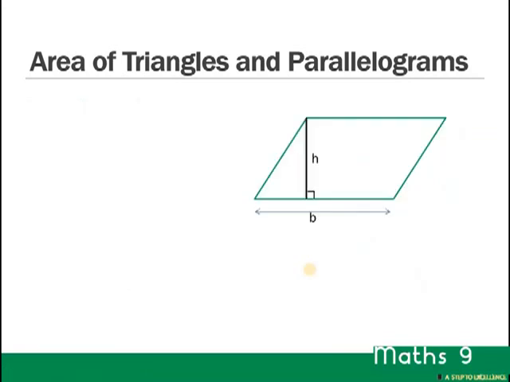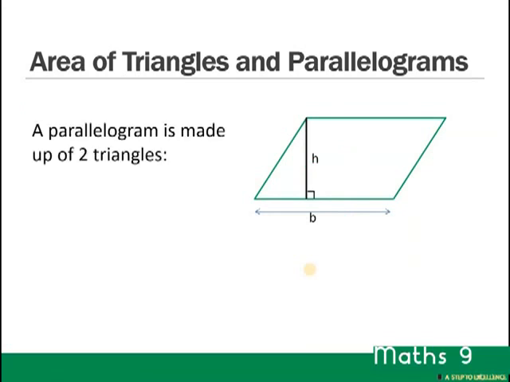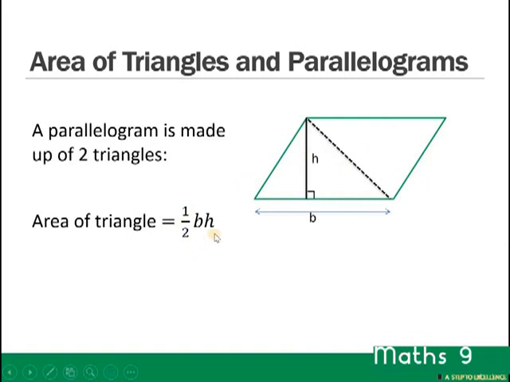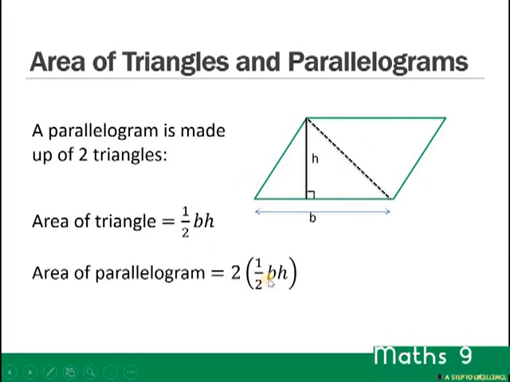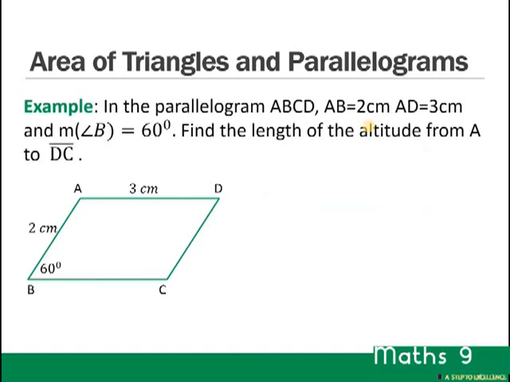Now let's have a look at parallelograms. A parallelogram is made up of two triangles, like this. You can divide it in half down the middle to make a triangle here and a triangle here. The area of a triangle we know is a half times base times height. So the area of a parallelogram is 2 times a half times base times height, because the two triangles are identical. So the area of the parallelogram is base times perpendicular height.